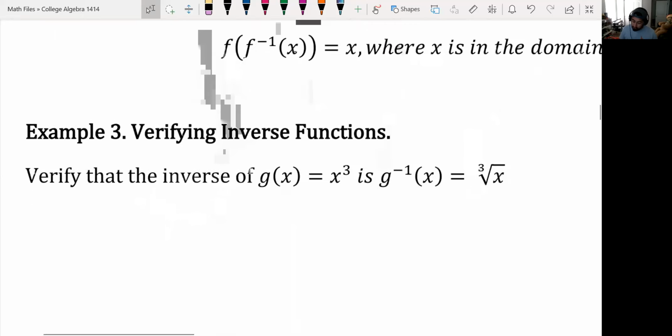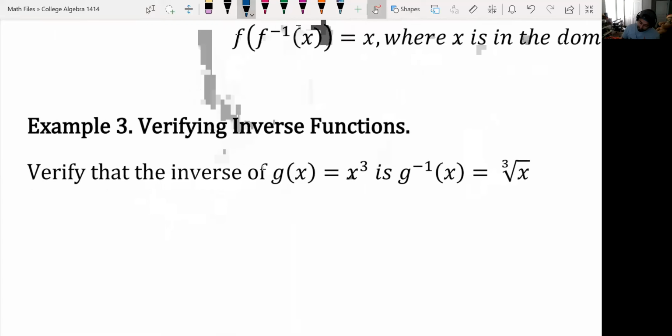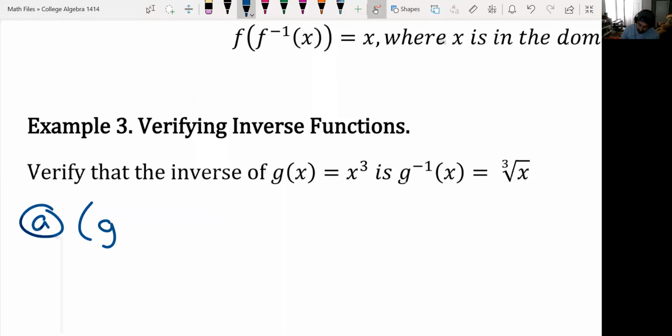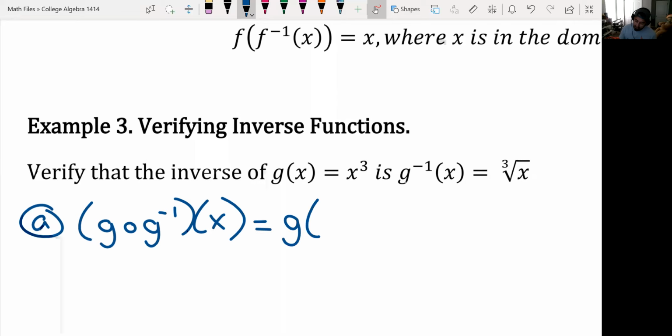Okay, so we want to prove that these are inverses of each other. So we'll go this way first. A, we'll say g compose g inverse of x. And then we'll write it as g of g inverse of x.